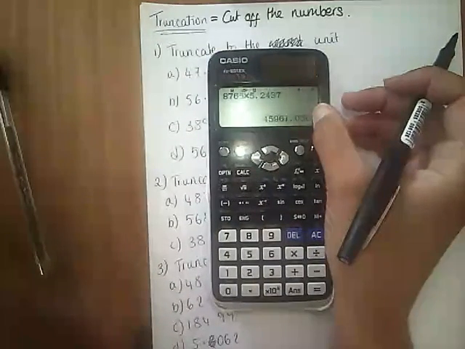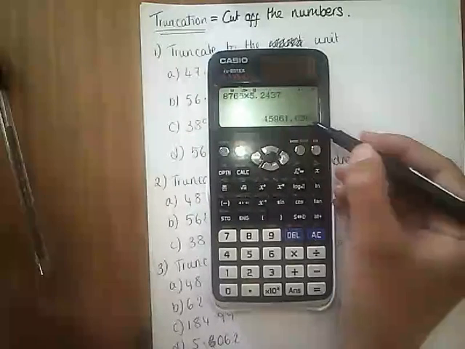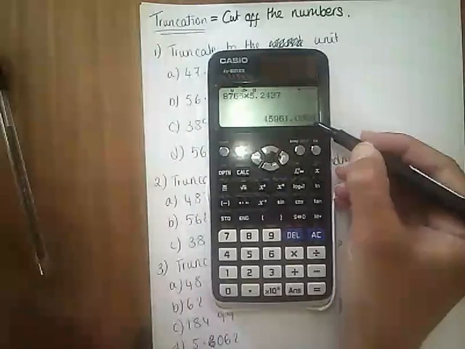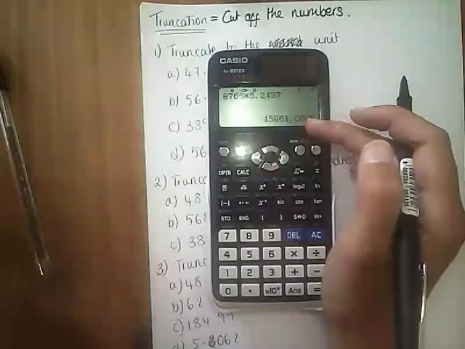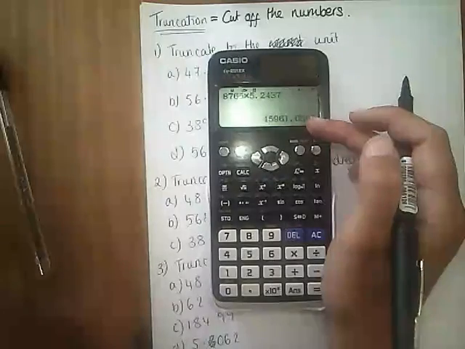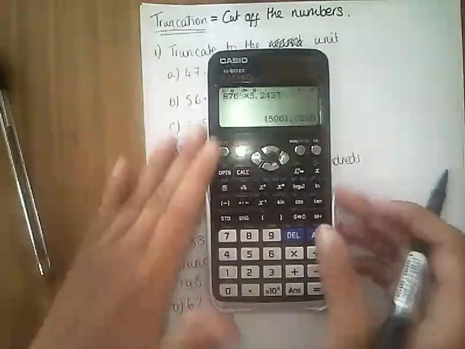If I wanted to round it to 3 decimal places, I would look at the 5 because that's the number next door, and it's 5 or more, so that makes that 0 round up to a 1. Truncation doesn't do that, it just chops off the numbers.